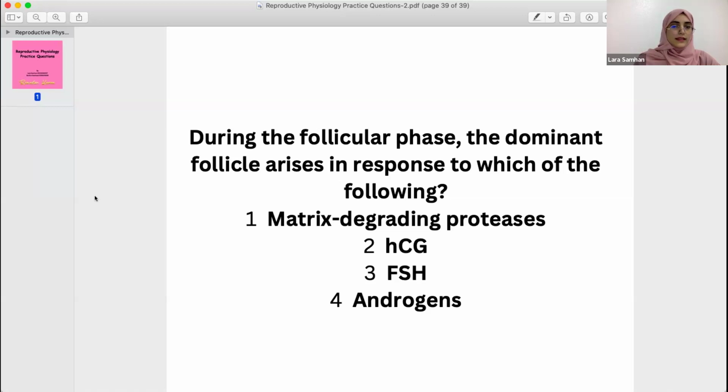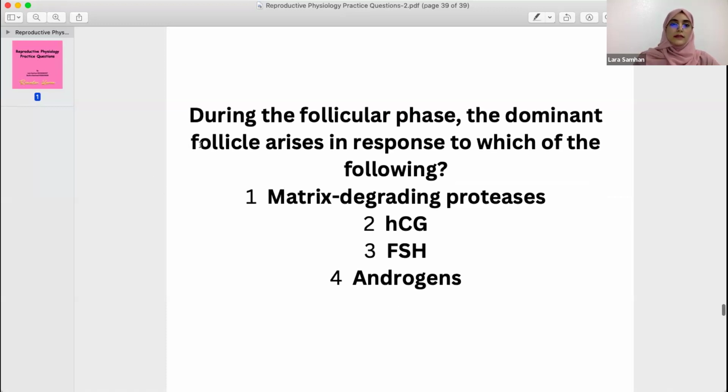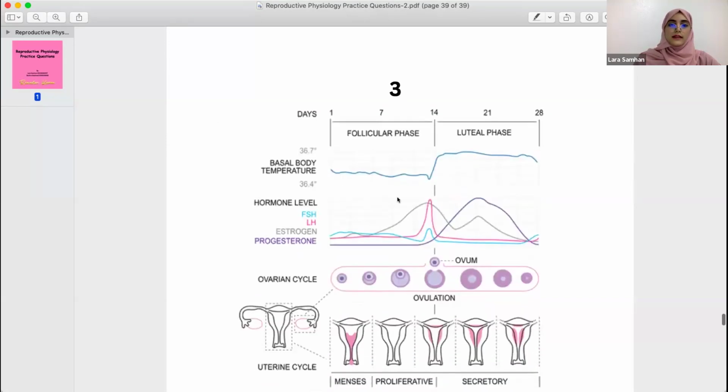Okay, what do you guys think of the answer? Excellent, that's exactly what I'm going for. So during the follicular phase, the dominant follicle arises in response to which of the following? As we said, in the ovarian cycle, we have the follicular phase and the luteal phase. The follicular phase is basically F, and the hormone that will be rising higher is the FSH compared to the LH. So the correct answer is FSH.